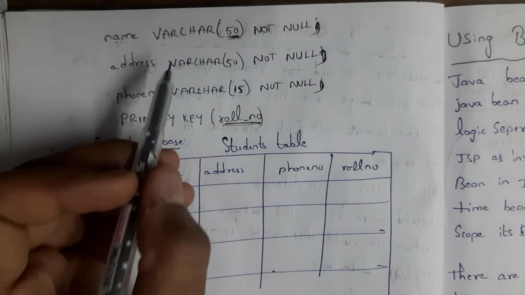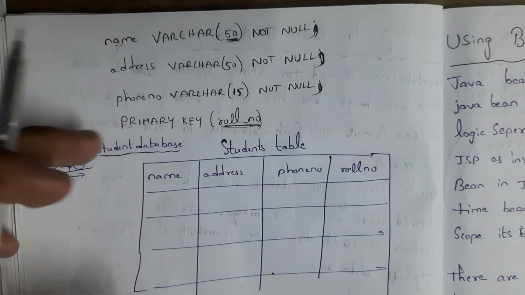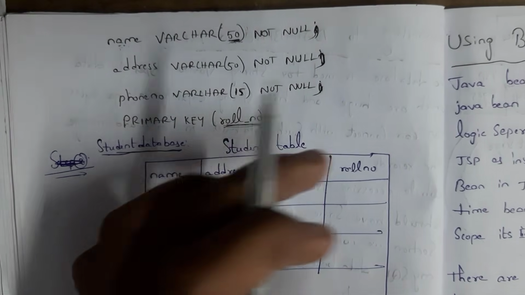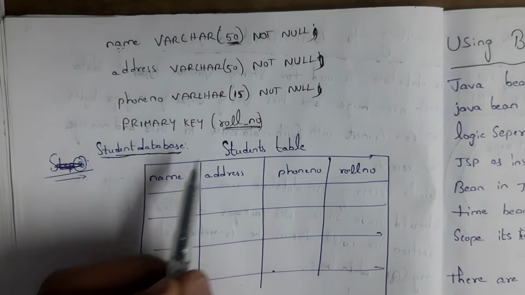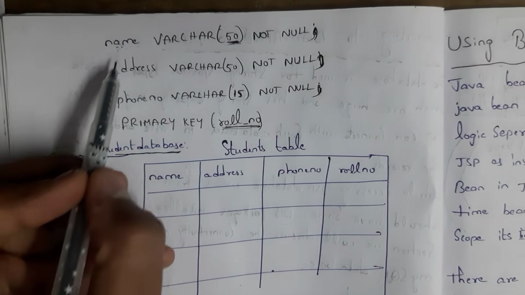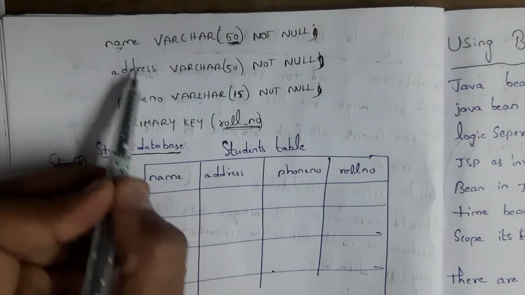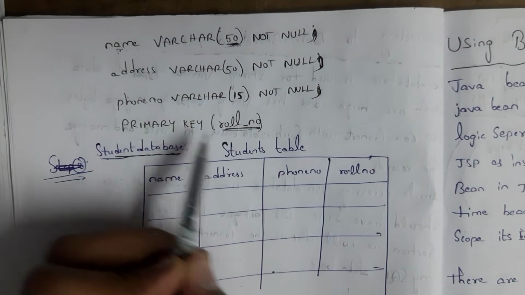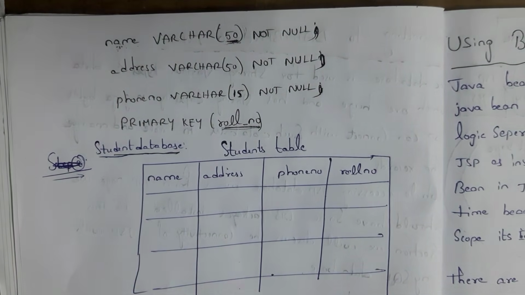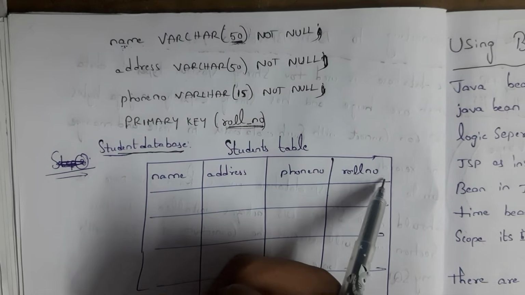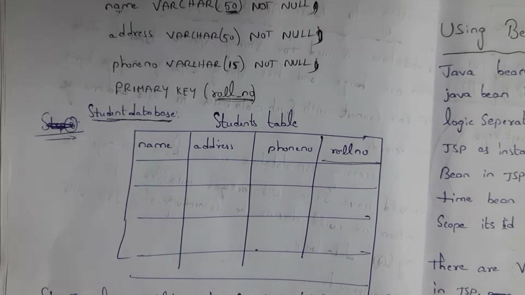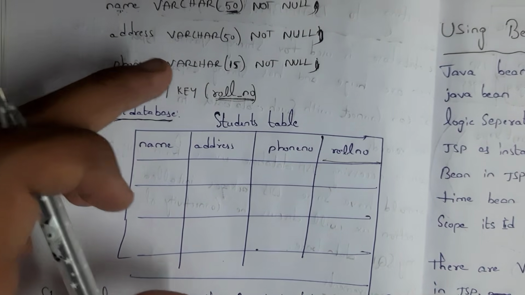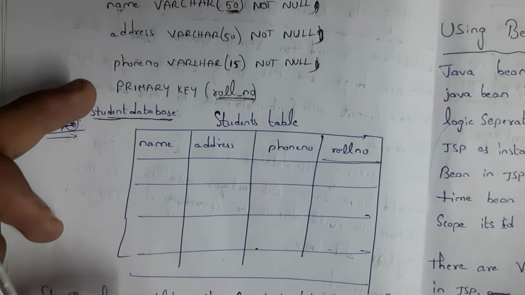By writing the above command in MySQL, the output looks like this. Inside the student database, I am creating a table called student table. The name of this table is student table. Student table contains name, address, phone number and roll number. And I'm giving this roll number as primary key. This is the output of the above command. This is step 1. In step 1, we created the table, and next one is step 2.